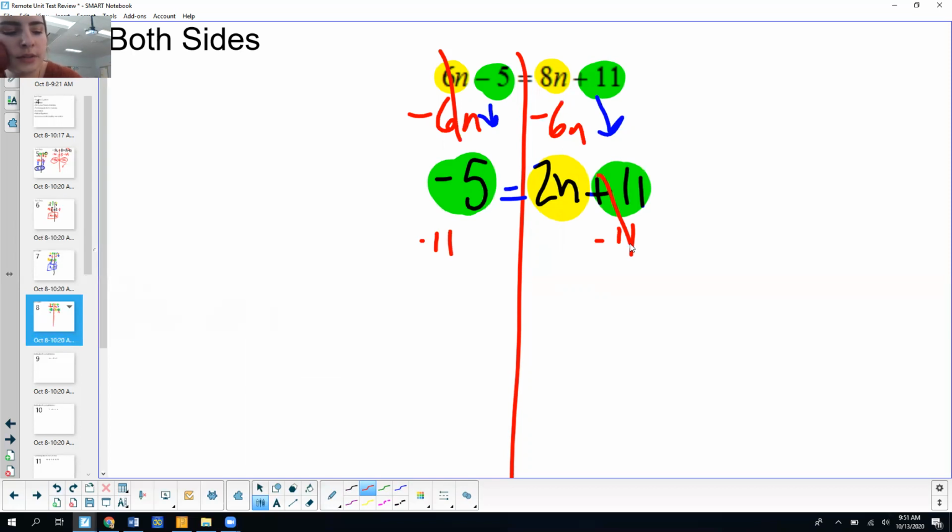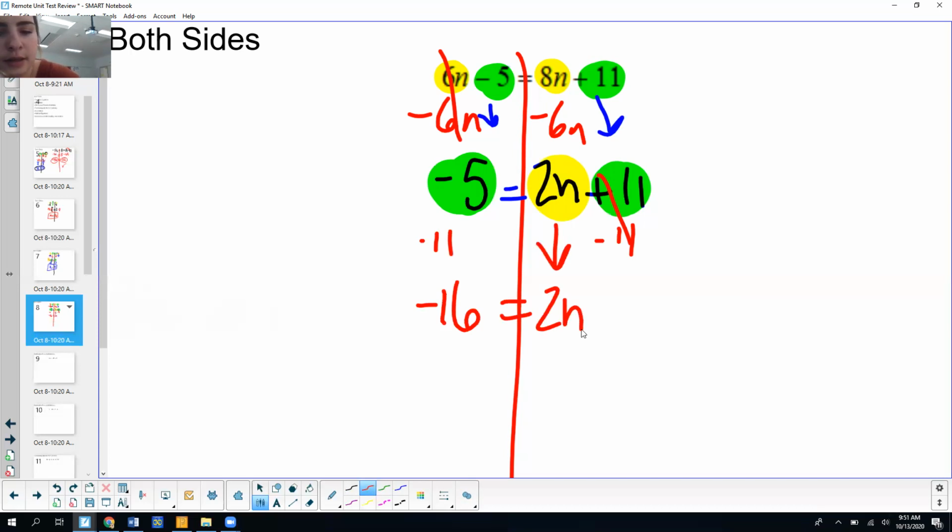Again, with any of those negative numbers, especially with negatives, make sure that you're checking your work in your calculator. You really should be checking everything because it's a test and you're allowed to use a calculator. Negative 5 minus 11 gives me negative 16 equals, and I'm going to bring down my variable, 2n.